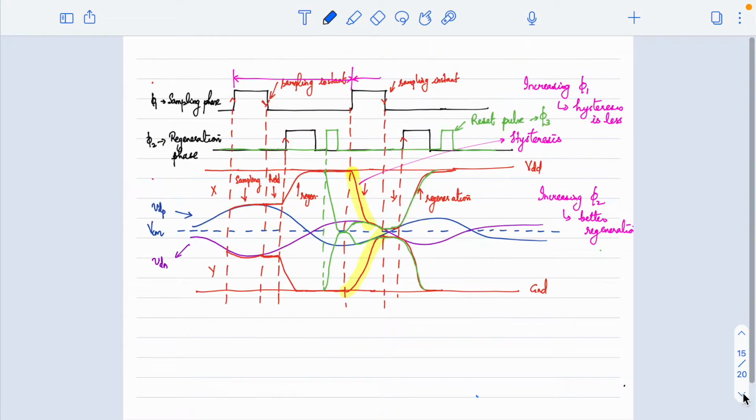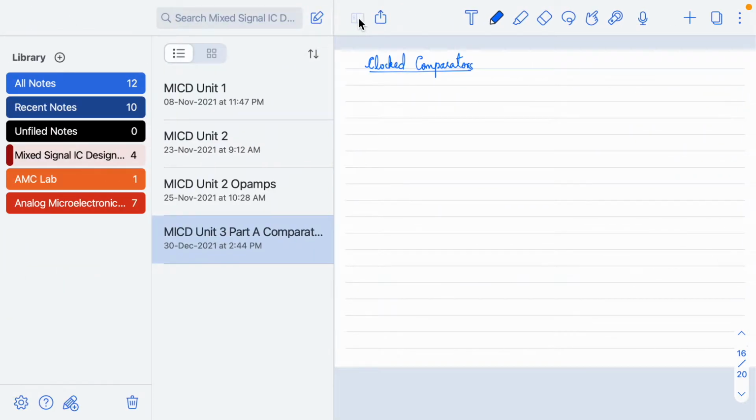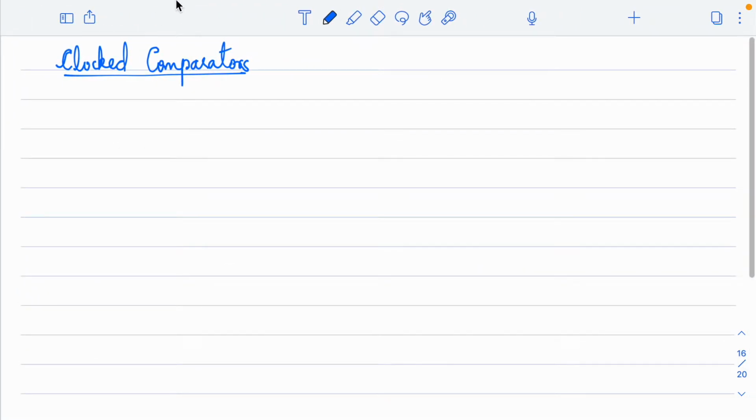So in today's class we'll continue with clocked comparators, one more type, and after this we'll come back to the regular comparator. In between, if you have any questions, you can put them in the chat box. I hope the screen is visible and my audio is clear.